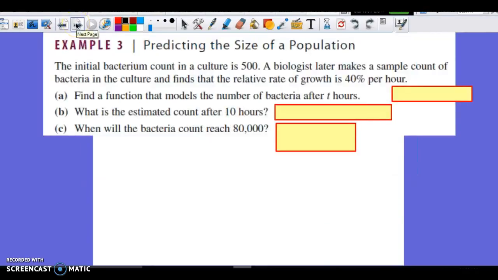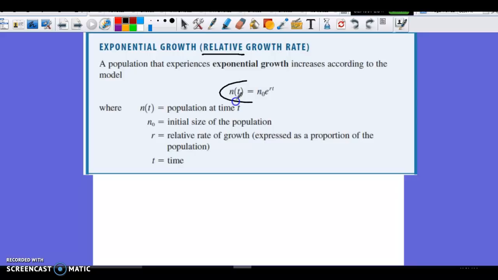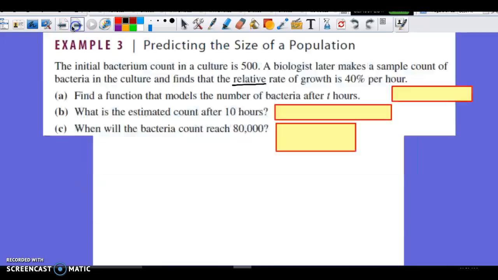Okay, so we're talking about bacteria again, because it's so fun. And this time, I see the word relative. So that makes me go back to this formula, N sub 0 e to the RT. So we had PERT, P times e to the RT. Now we have NERT. Okay, so what I'm going to do is find all of those variables.